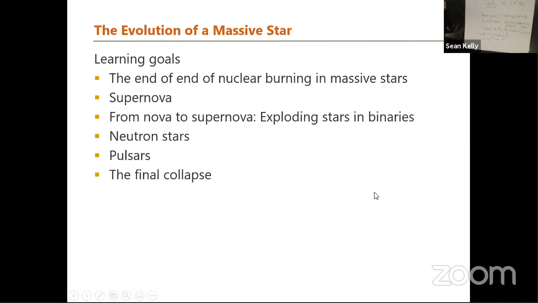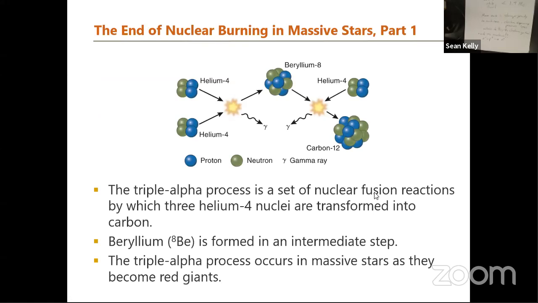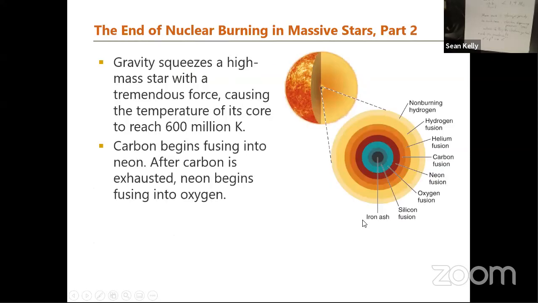Okay, so here is more massive stars. We mentioned this before, but in fact, the triple alpha process is 3 alpha particles. Remember, a helium nucleus is an alpha particle, and they form carbon, right? Here's how you form the carbon.